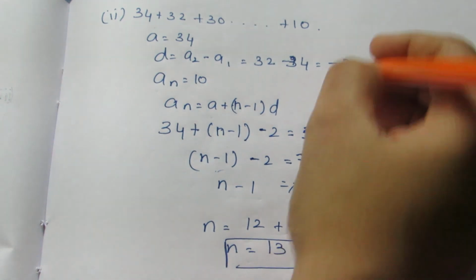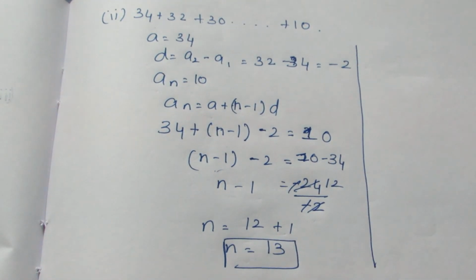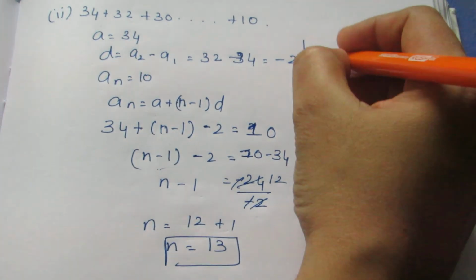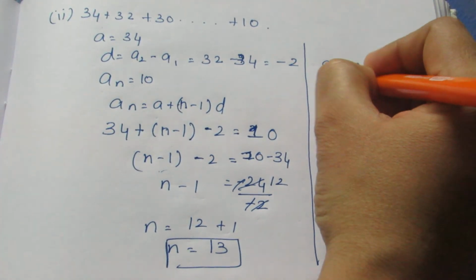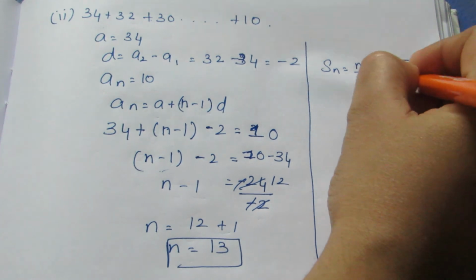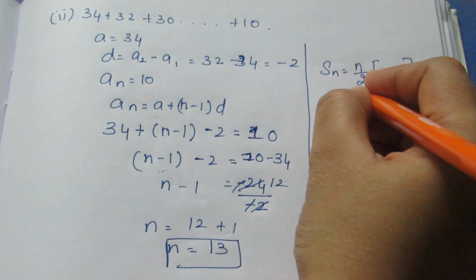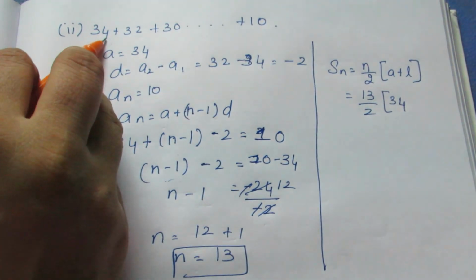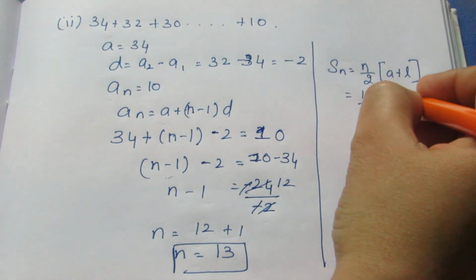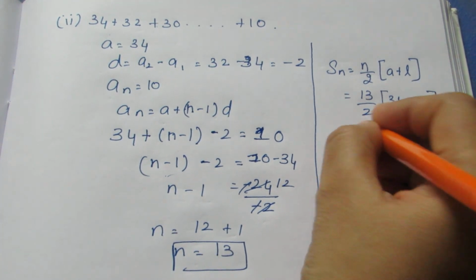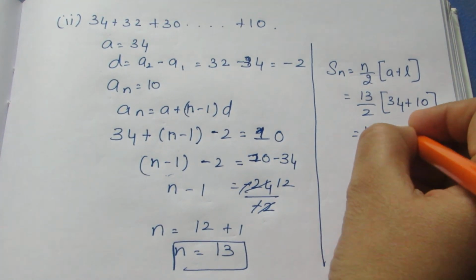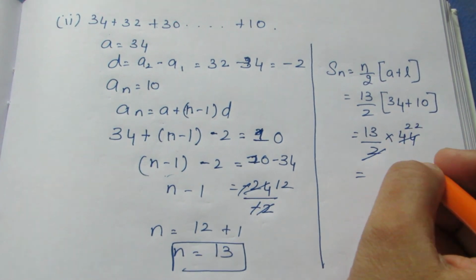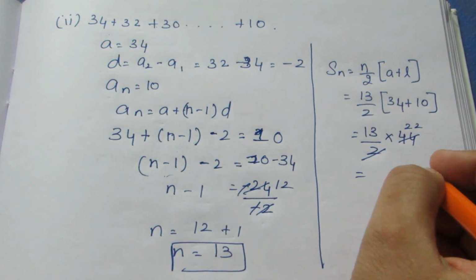Now, we have found n. I am going to find Sn. I will write it here so that you can see both at the same time. Sn is equal to, as I said before, n by 2 into a plus l. Here we know n now, 13 by 2, a is 34, and l is the last number. Now this becomes 13 by 2 into 44. If I cancel, it becomes 22. So 13 into 22 we need to multiply.